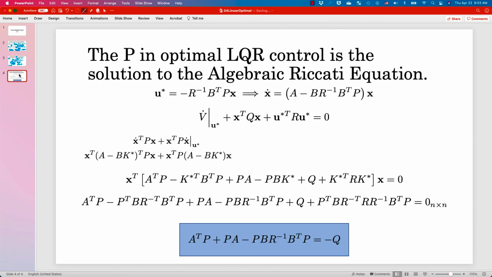And that's the topic of the last slide in this lecture. To find the P, we need to solve an equation called the algebraic Riccati equation. So let's derive that now. This is a result from last slide. This is our LQR optimal control. And I'm going to again refer to this R inverse B transpose P as K star, just to remind us that it is a full state feedback controller. And if we implement that, then the dynamics of the system become A minus B K star times x.